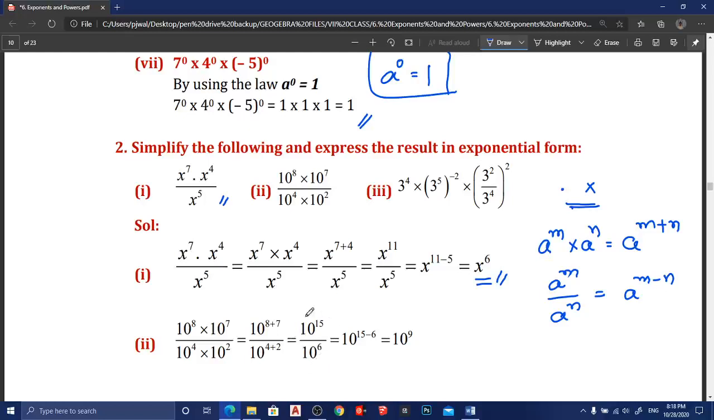So now again it is in the form of the second formula, which is a to the power of m by a to the power of n, which is a to the power of m minus n. So what is m here? 15. n is 6. So a to the power of 15 minus 6, a to the power of m minus n. 10 to the power of 15 minus 6 is 9. So 10 to the power of 9 is the answer, which is the simplified form.